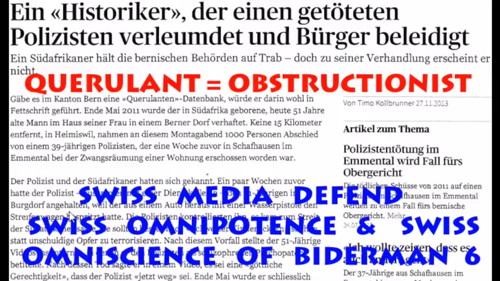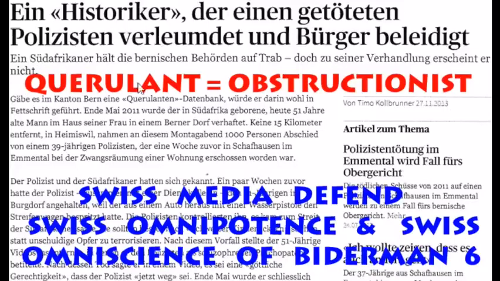Because this is about the Swiss omnipotence and the Swiss omniscience of the Biedermann 6 of the chart of coercion. And if somebody contradicts this, as I did, then you are an obstructionist. And you're very dangerous to the whole Swiss idea, whatever it might be. And here it says Zuid-Afrika, that means South Africa. And Zuid-Afrikaner, the South African. They just called me the South African. And this is from 2013.